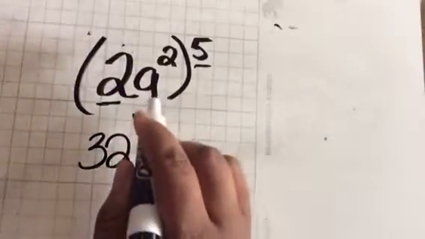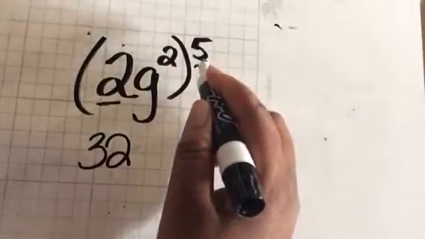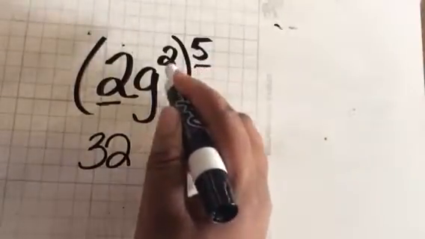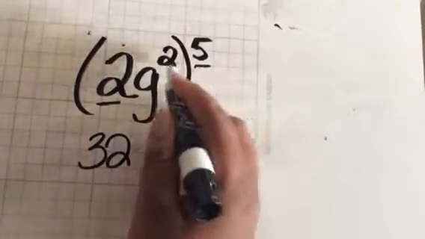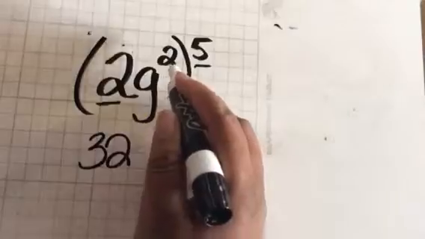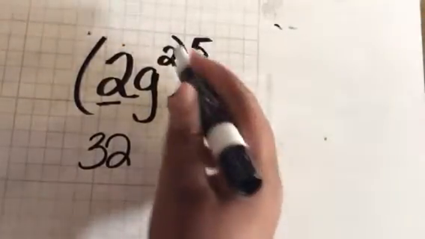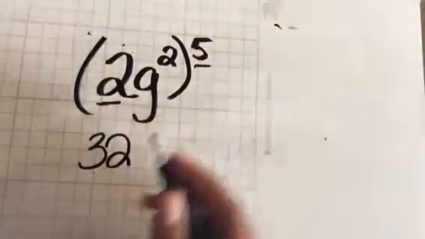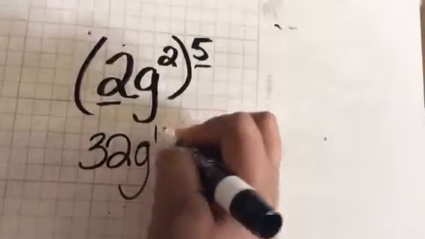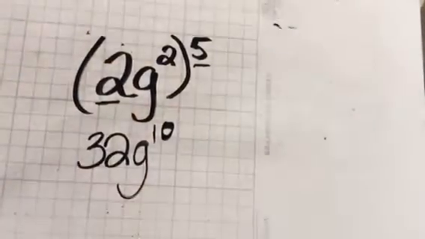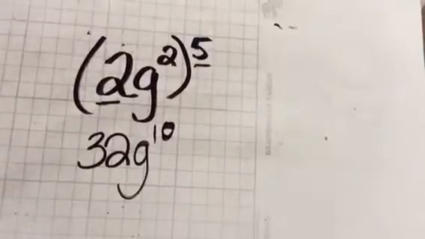And then g to the 2nd power raised to the 5th power. Well, when we raise an exponent to a power, we just simply multiply. So when there's a parentheses and an exponent, you multiply the exponents. So g to the 10th power, 32g to the 10th power is your answer.